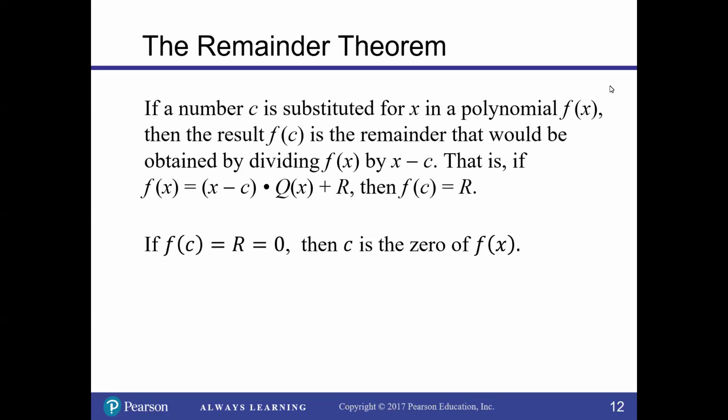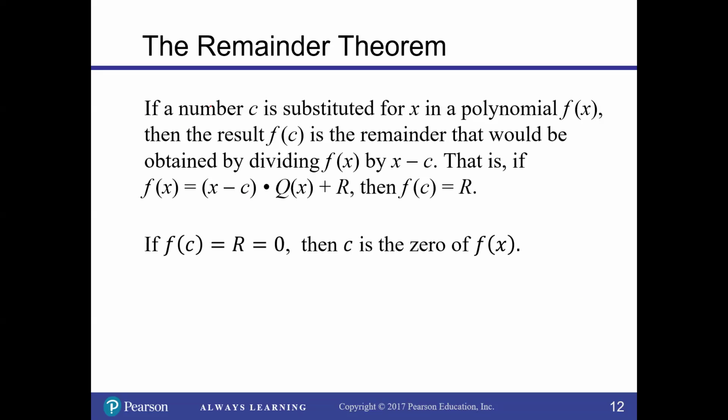So this is the remainder theorem. If a number c is substituted for x in a polynomial f of x, then the result f of c is the remainder that would be obtained by dividing f of x by x minus c. That is, if f of x equals x minus c times a quotient plus a remainder, then f of c is equal to r.